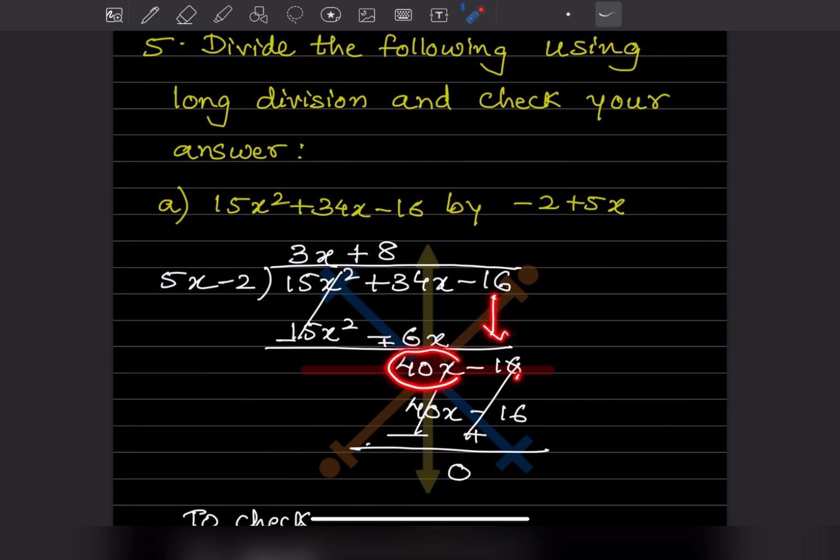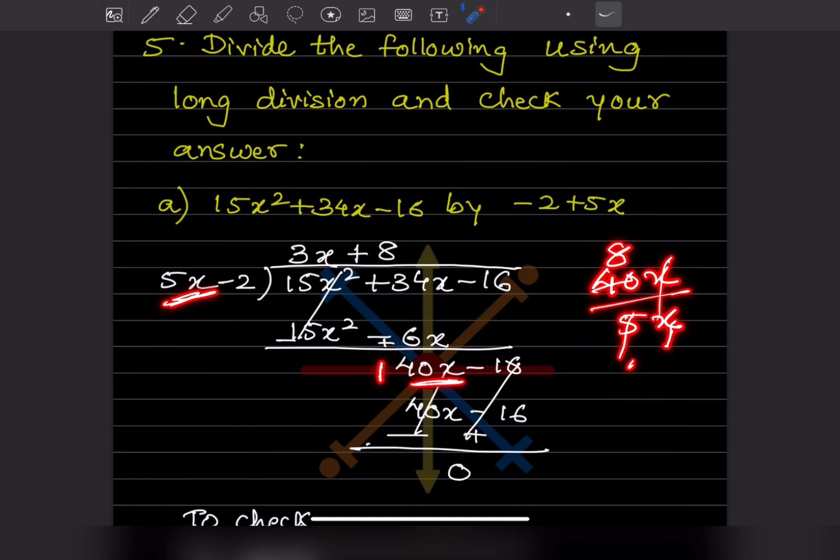So now you are going to look at this term and again for this one. That will be 40x divided by 5x. So x and x get cut, and this is going to be 8. But here what is the sign? This is plus. So whatever is here, you will write here, and you are going to write this 8. So this one will be 40x. And now again, what are you going to do for this as well? You are going to multiply this one. That will be minus 16.